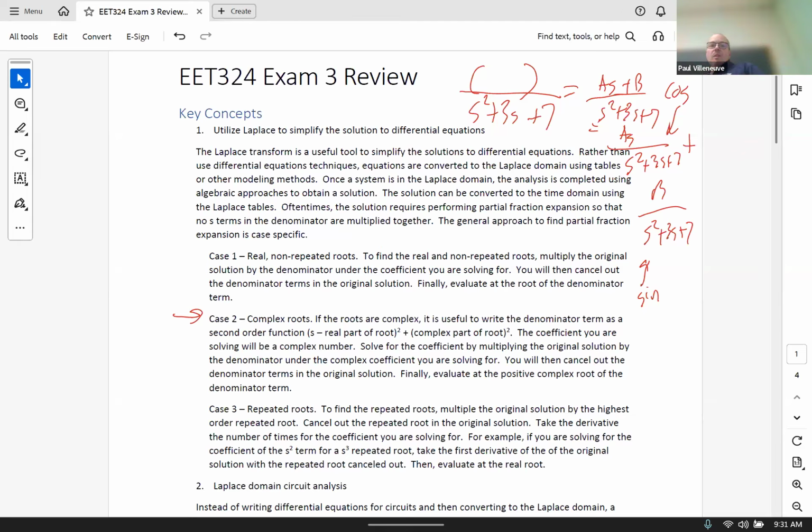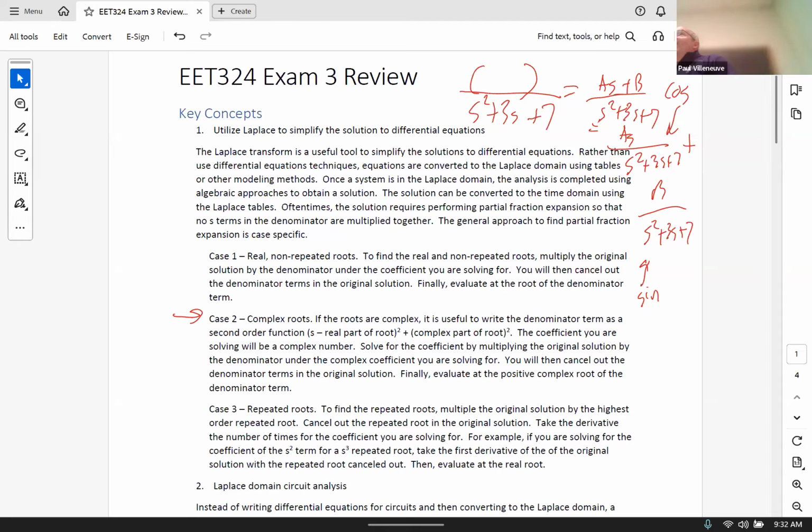So case 1, we have real non-repeated roots. Go ahead and do your factoring all the way out to get your denominators so that they can be in the base form that they can go. And then we're going to write all the coefficients, A plus B plus C, on and on and on. And then we solve for those coefficients, the A, the B, and the C, multiplying both sides by whatever term, whatever coefficient you're trying to solve for, and evaluate at the root of that denominator term. That's case A, or case 1.